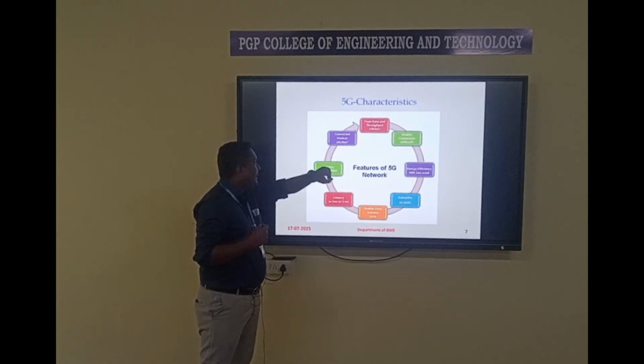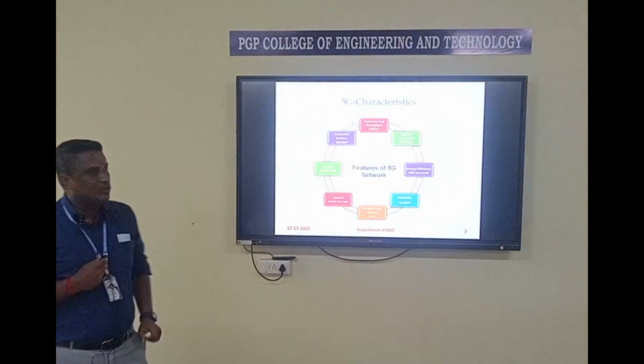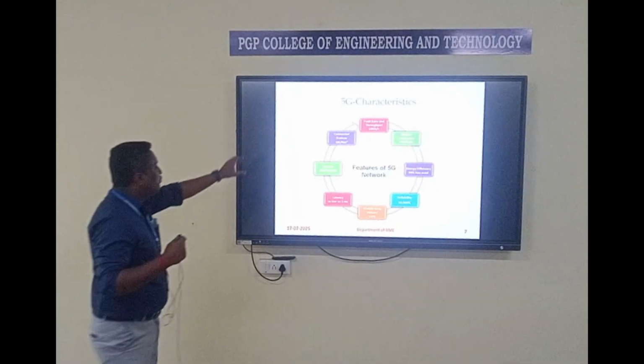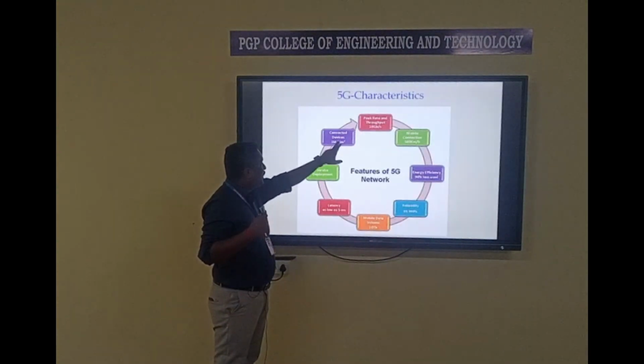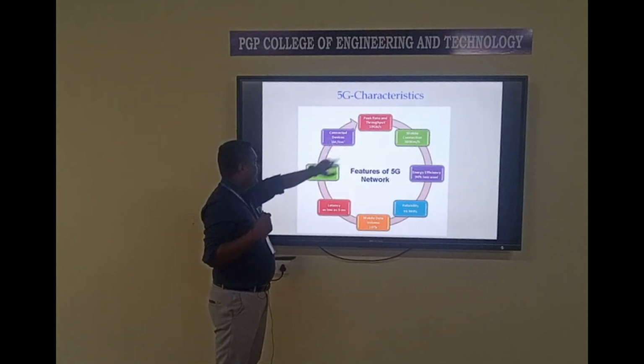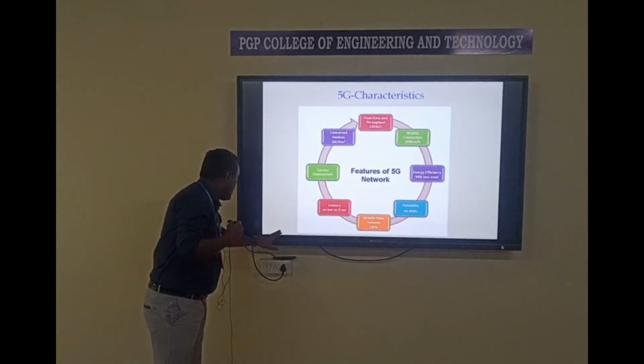So in 4G technology, 2000 connected devices per square meter. That is the difference between 4G and 5G. This is a very, very important parameter characteristic. In 5G, connected devices are 1 million per square kilometer. So this is a 5G characteristic.